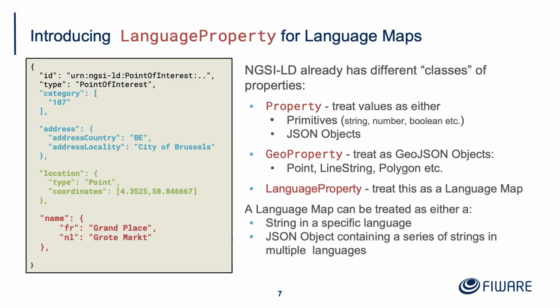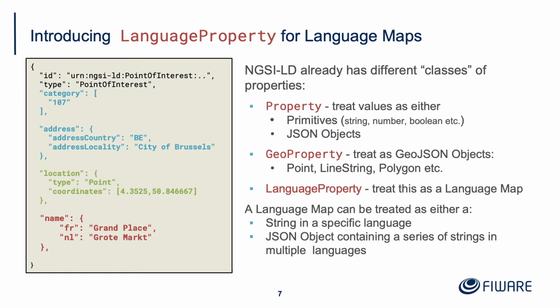So at the moment, there already are different classes of property. You've got ordinary properties, which just treat the value within the entity as being just a straight value. However, there's also geo-properties. Geo-properties are a bit different, and it sets up the attribute as being read as a longitude-latitude pair, which is ordered and is of a type. In this case, point is whatever the GeoJSON type.